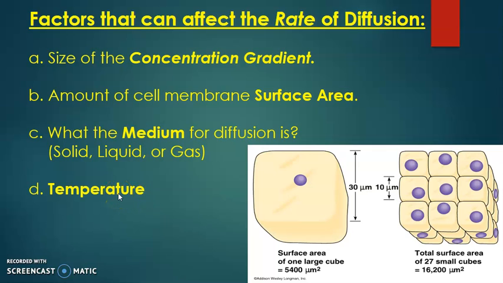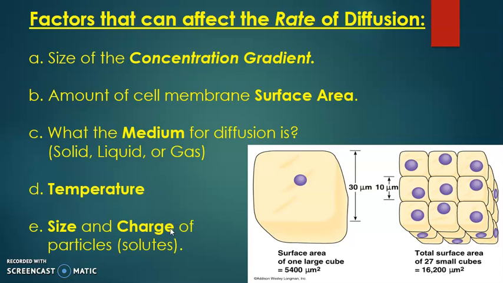Temperature. As you heat up things, molecules begin to move faster, so the higher the temperature, the faster the rate of diffusion. The cooler the temperature, the slower the rate of diffusion. And then finally, what is the size as well as charge of a solute that's trying to get through the lipid bilayer? Both of those things could actually slow down the process.